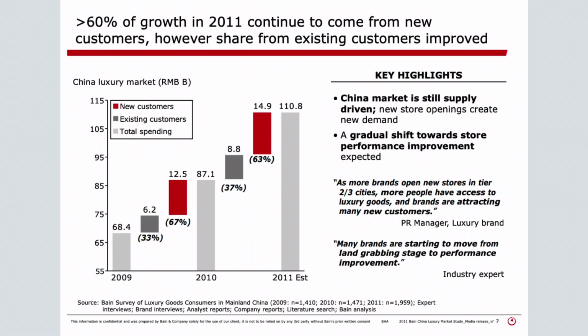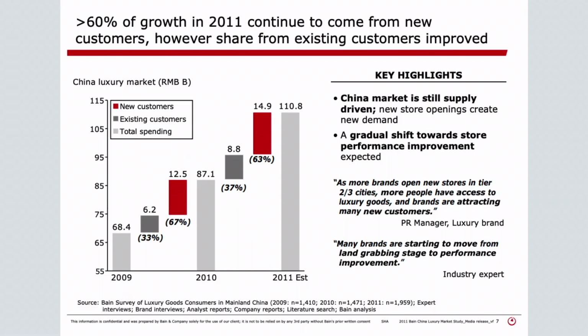From 2009 to 2010, for example, 33% of new growth came from existing customers, and 67% came from new customers. Then from 2010 to 2011, 37% came from existing customers, and 63% came from new customers. And this is great because this is exactly what they're trying to show. Notice the connection with the message in the title. And this is very important.